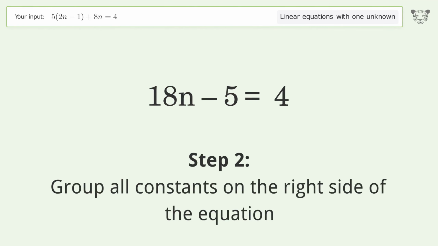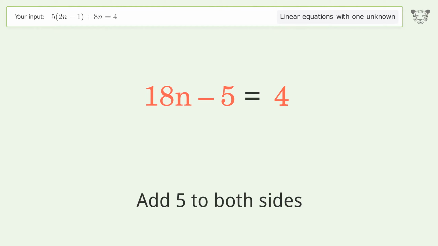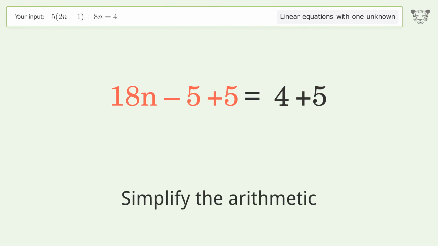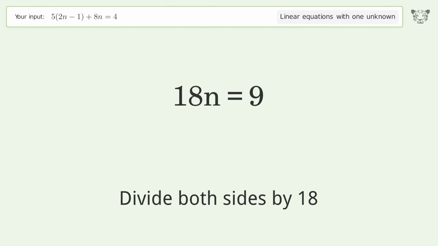Group all constants on the right side of the equation. Add 5 to both sides. Simplify the arithmetic. Isolate the n. Divide both sides by 18.